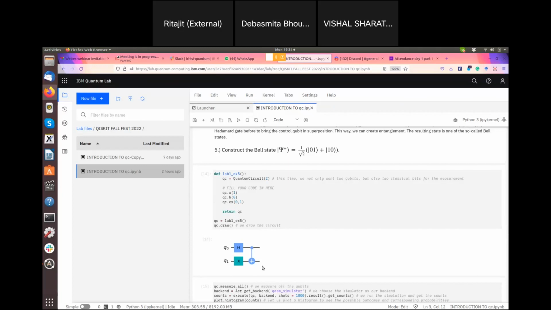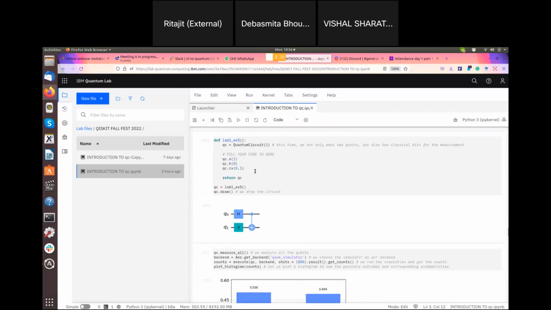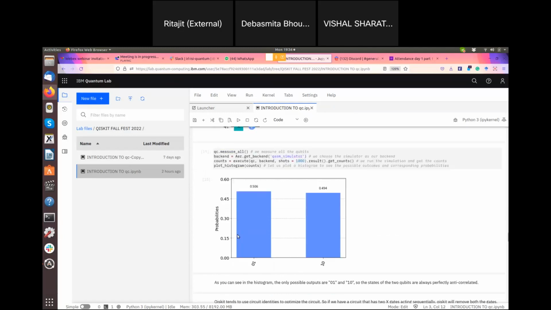Now, how to measure? There is another way to measure. Previously, we have created the classical lines and measured by fixing which qubit will be measured by which classical line. But there is one more function in Qiskit that is called measure_all. By this, we don't have to explicitly fix the classical lines. If you say QC.measure_all, it will measure everything and it will give us the outputs. The rest of the code is just the same, and we can see the outputs.